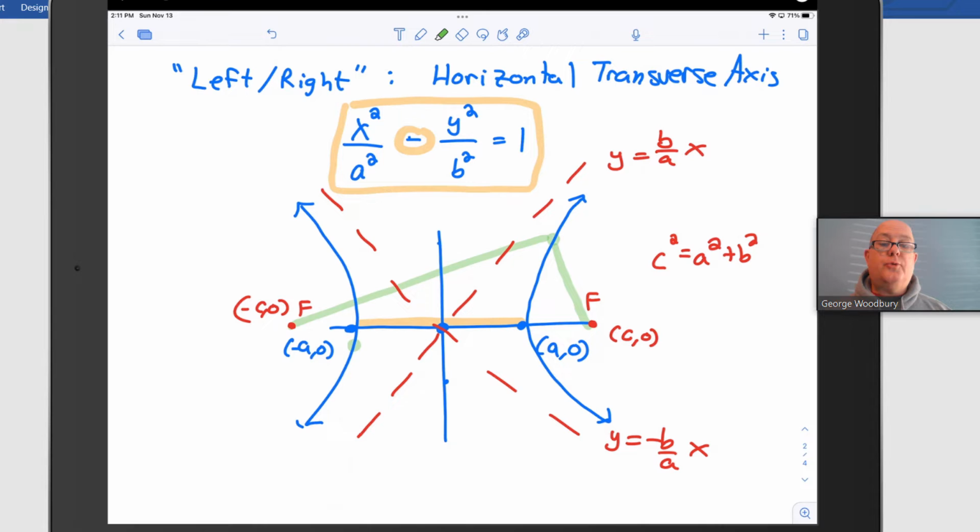The equations for the asymptotes have slope y equals b over a x, or negative b over a x. Finally, to find the foci, we use this equation: c squared equals a squared plus b squared. That's a little different from what we saw with the ellipse as well. Let's go ahead and try a couple of these that open left and right.